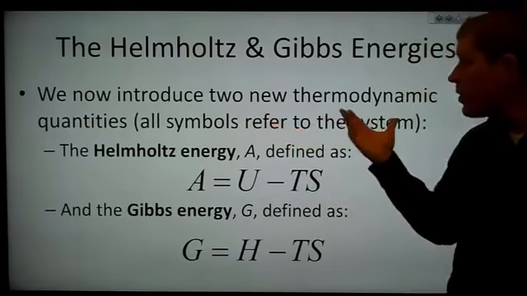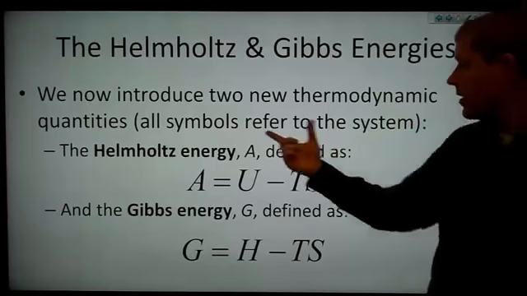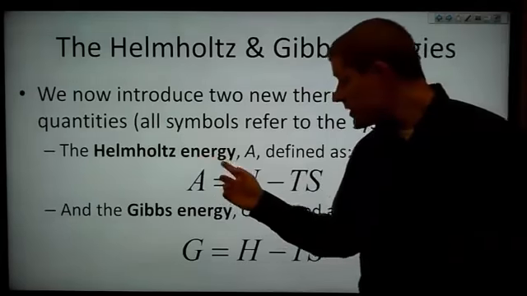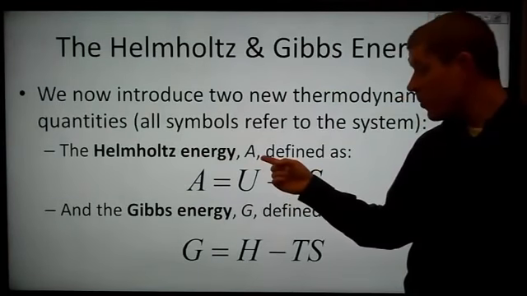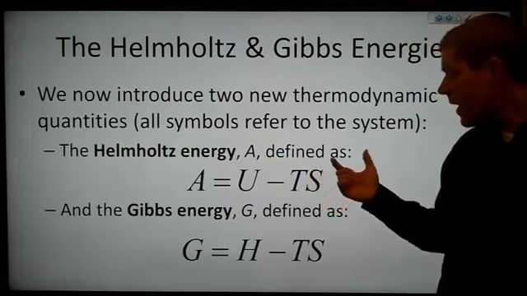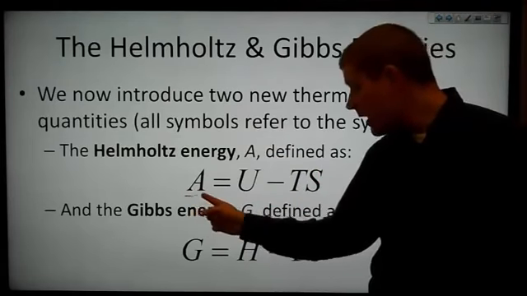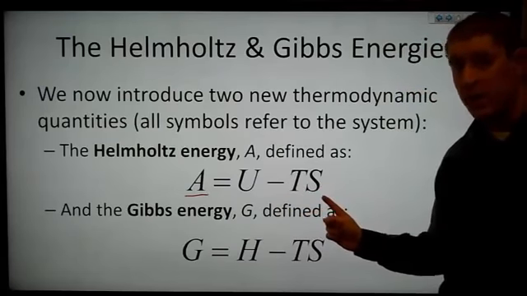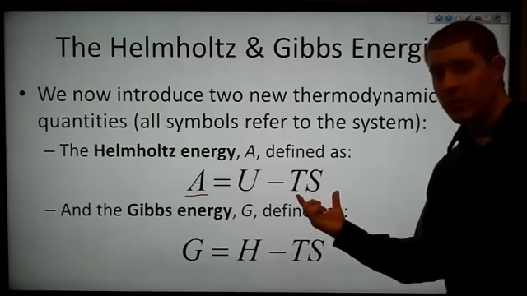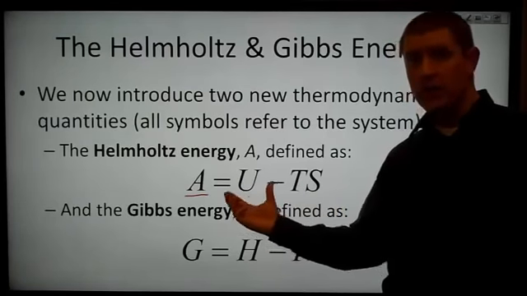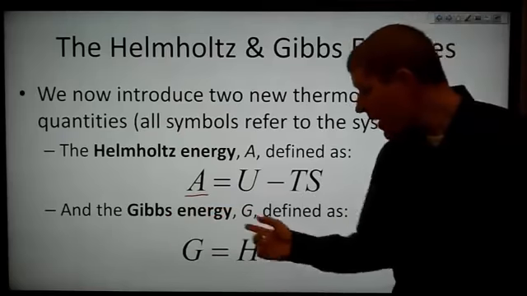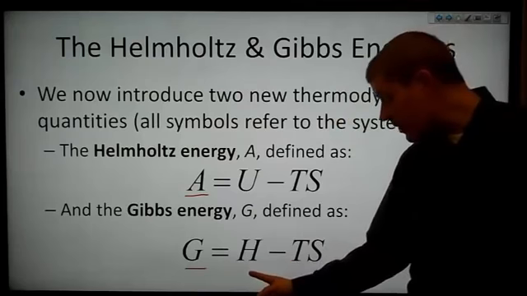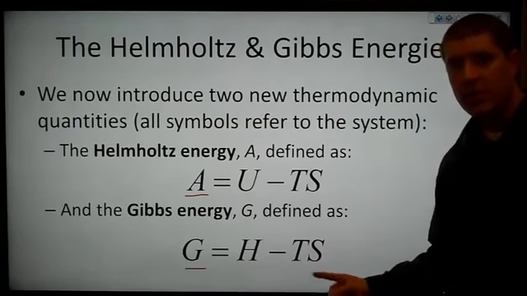So now we're going to introduce two new thermodynamic quantities, and note that all of these symbols here refer to the system, not the surroundings. The first one is the Helmholtz energy, which we call A, and we define the Helmholtz energy A as the internal energy minus temperature times entropy. So this is not a change in entropy anymore, or change in internal energy. These are state functions. And then we have our Gibbs energy, G, which is defined as enthalpy minus TS, temperature times entropy.